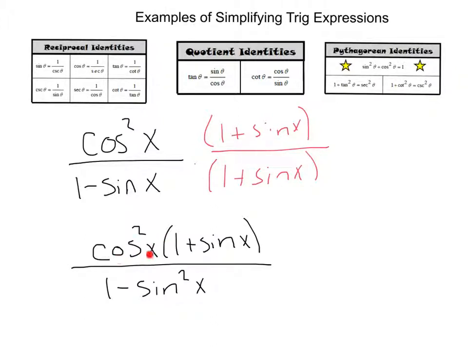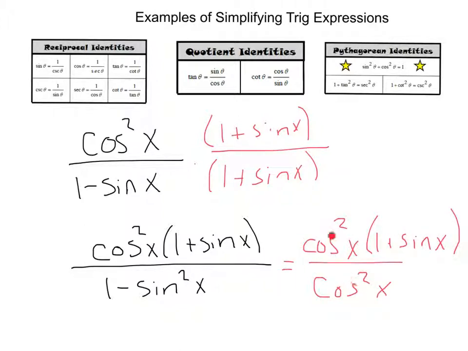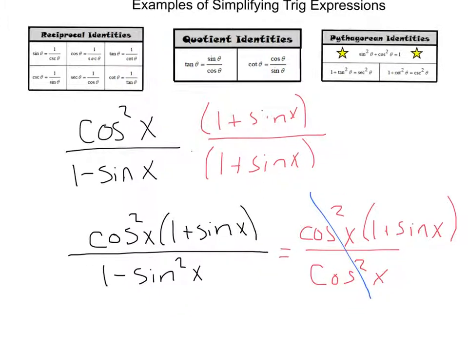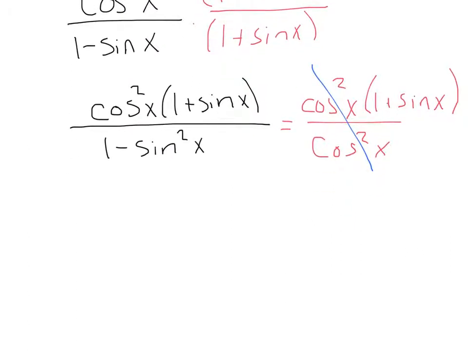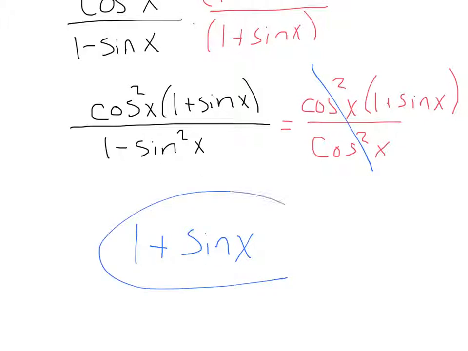That will leave me with cosine squared x times 1 plus sine x all over 1 minus sine squared x. Here I see this 1 minus sine squared x, so I should be thinking Pythagorean, and I can replace this right here with cosine squared x. Doing that, oh, looks like things are going to work out nicely. These cosine squared x's can just cancel each other out, and I'm simply going to be left with an answer of 1 plus sine x.